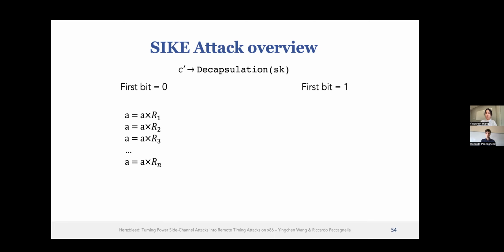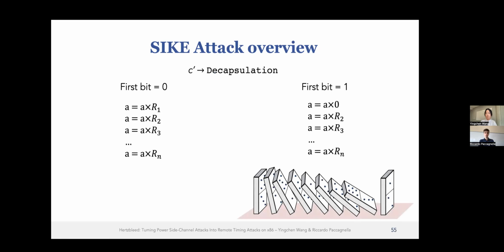From a very high level, you can think of the decapsulation algorithm as working like a for loop of A equals A times Ri, where the Ri's are from a random distribution if the first bit equals 0. Whereas if the first bit equals 1, somehow a 0 jumps in at the very beginning, and once it appears, it is never going to go away. In fact, it will trigger a domino effect of zeros in the decapsulation algorithm. Of course, such an analogy is not what is really happening inside the decapsulation algorithm, but it helps in understanding the attack.